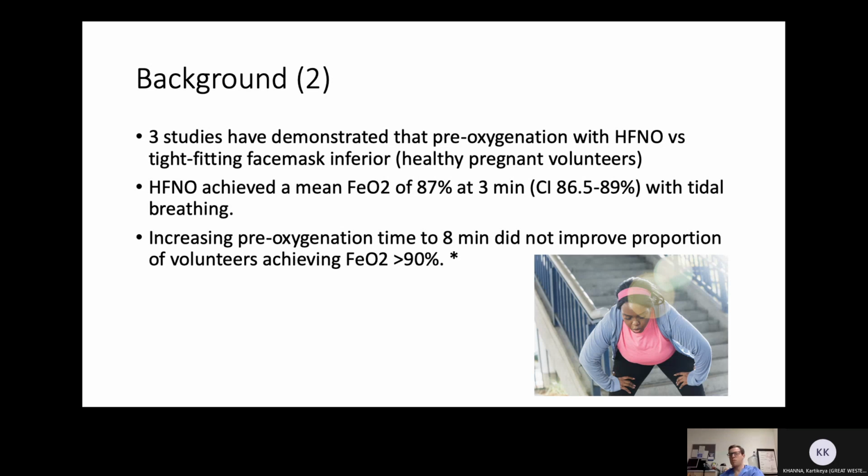So it does make sense if you think about it, but it was quite interesting to find out that you're actually not able to obtain the same oxygenation that you would with a tight-fitting oxygen mask.